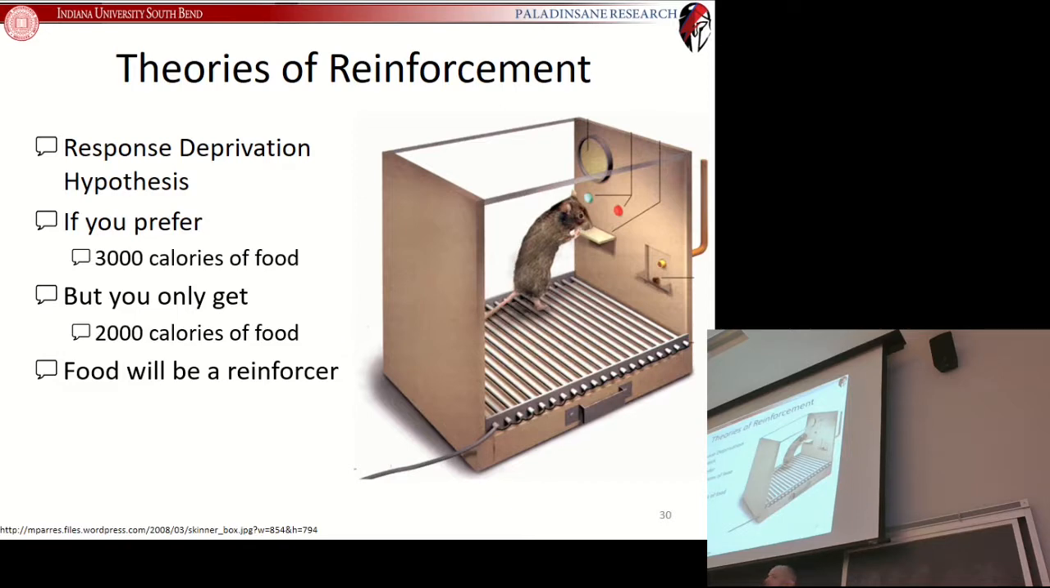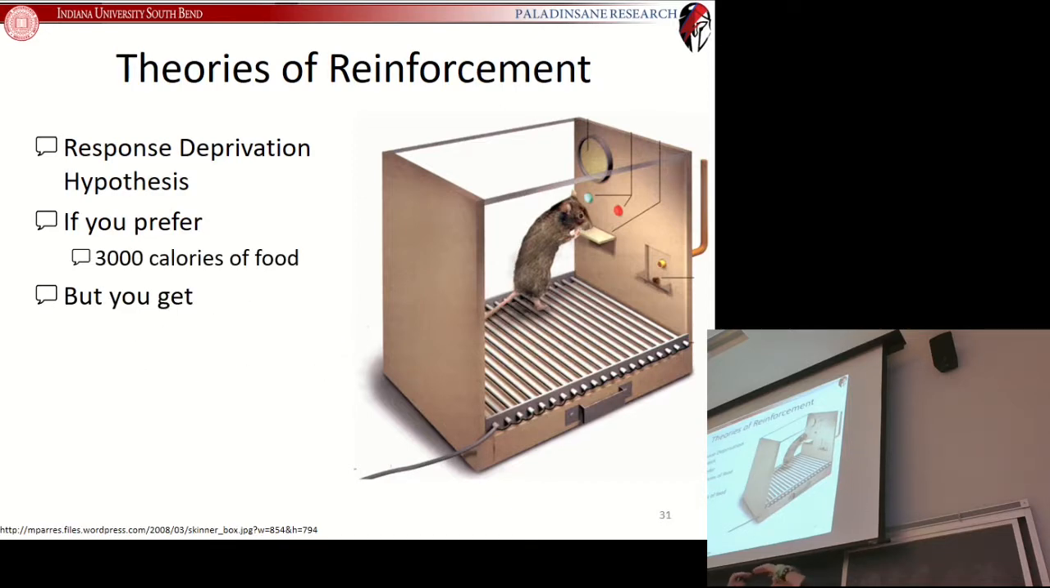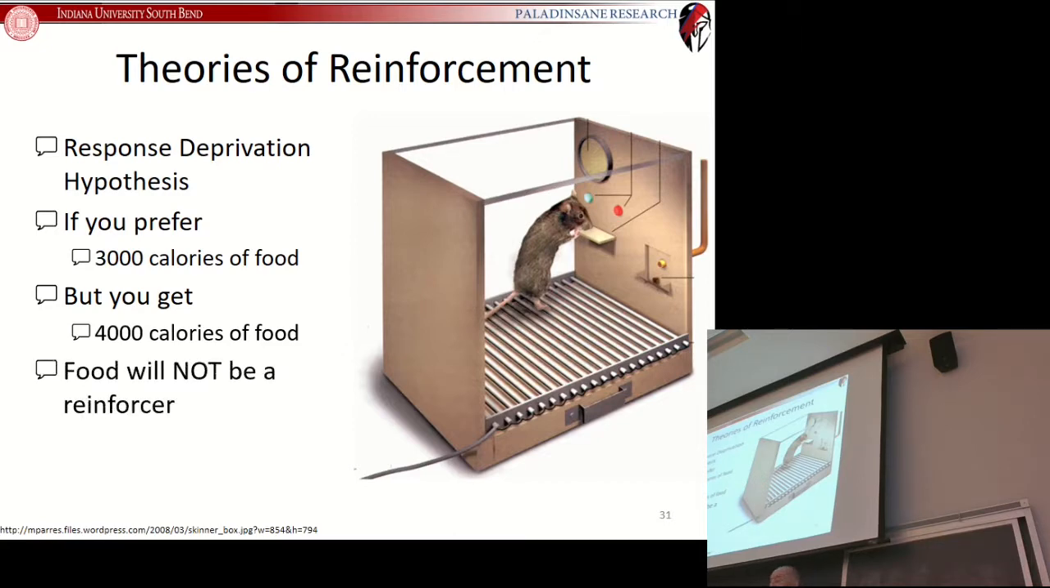However, let's say that you prefer to get 3,000 calories of food, but it's Thanksgiving Day, and you have just gorged yourself on 4,000 calories of food. In this case, you have a preferred level of food, but the food has not been restricted. And most importantly, it has not been restricted to a level below your preferred level. You want 3,000, you got 4,000 calories of food. Now, food will not be a reinforcer.